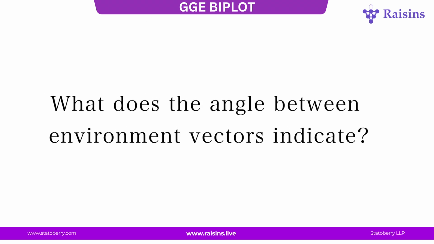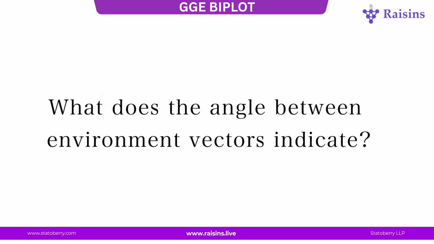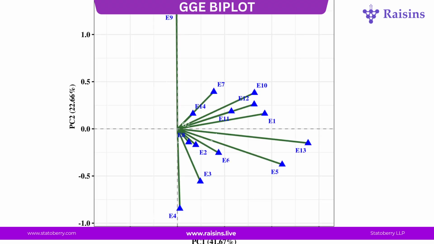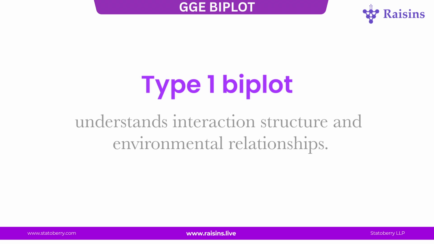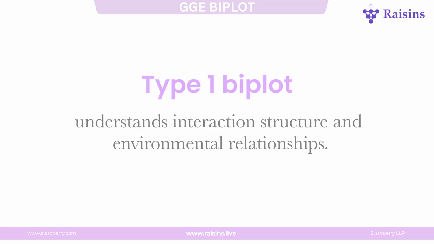What does the angle between environment vectors indicate? Acute angles indicate positive correlation, obtuse angles indicate negative correlation, and right angles suggest little or no correlation. Overall, this Type 1 biplot is mainly useful for understanding interaction structure and environmental relationships.